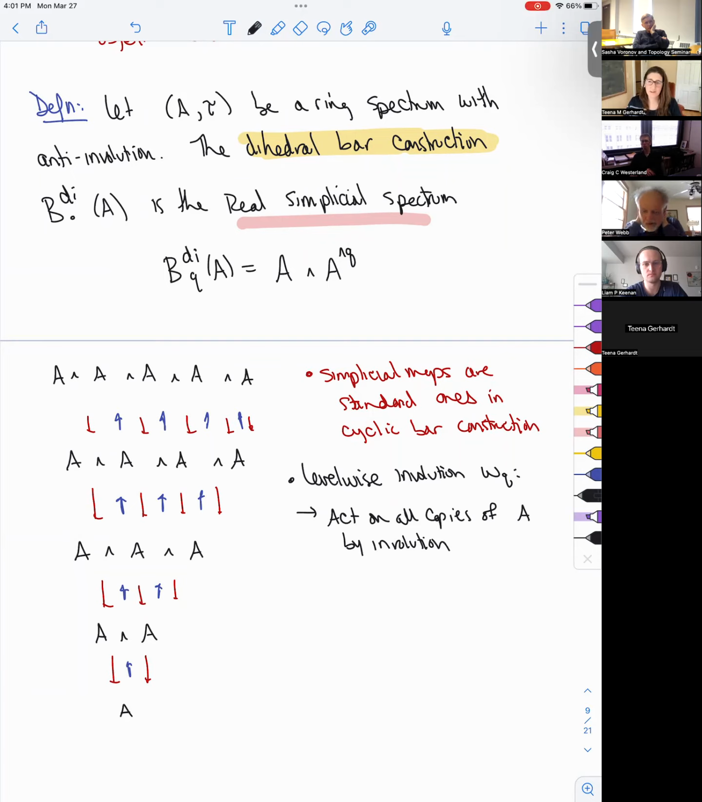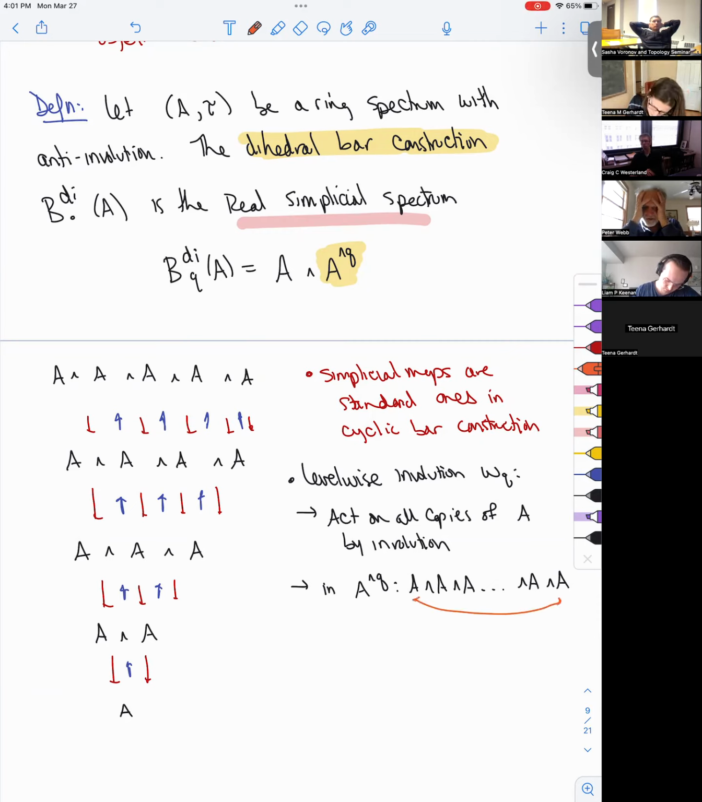Okay, so that's one thing that it's going to do. But it does something else as well. So in the A smash Q part of that, up here I separated out one special copy of A from all the rest of the copies of A. So I have a bunch of copies of A smash A, smash A, smash A, smash A. In all the rest of the copies of A, it's going to flip the copies about the center copy. So it's going to flip these two, it's going to flip these two, etc.